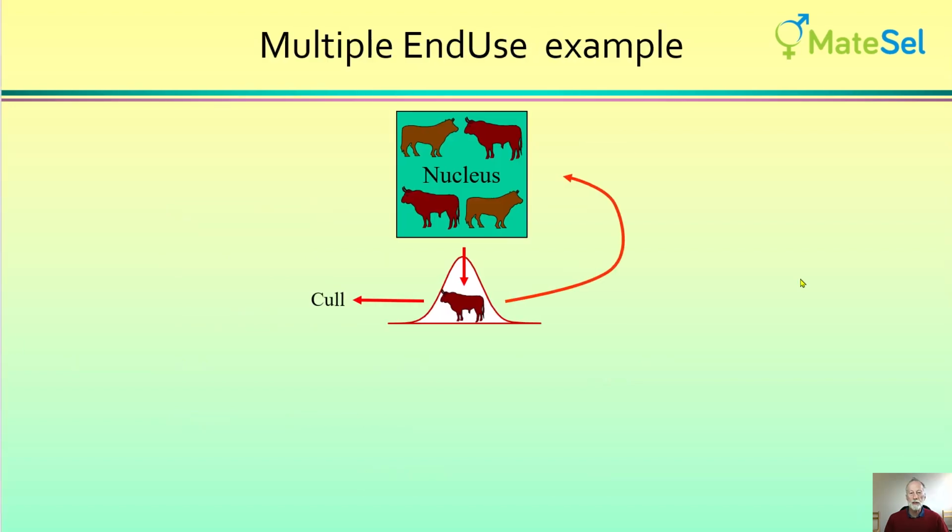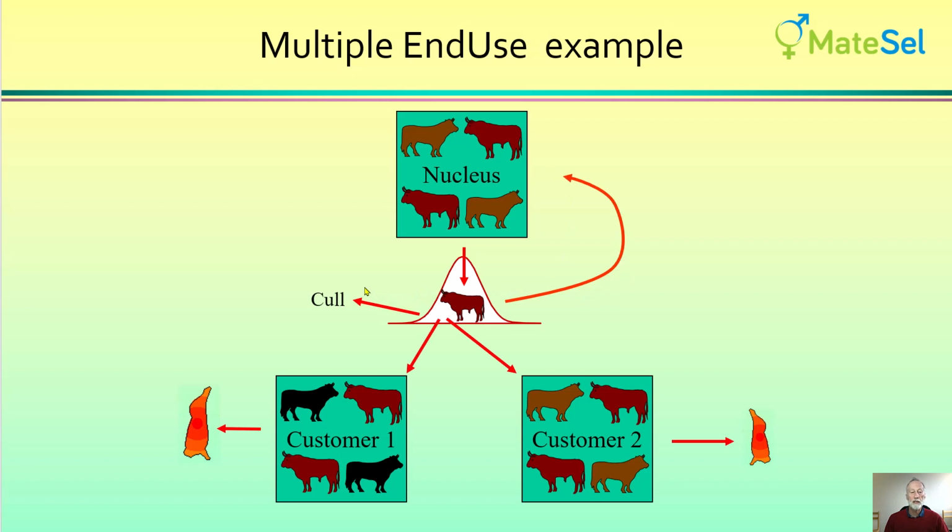And here's a nucleus that's producing young stock. And these young stock are either selected back into the nucleus, or they are culled, or indeed they are disseminated to customers. In this example, customer 1 is targeting a market that requires large carcasses, and customer 2 is targeting a market requiring small carcasses. And so there are differences in trait requirements between the customers.